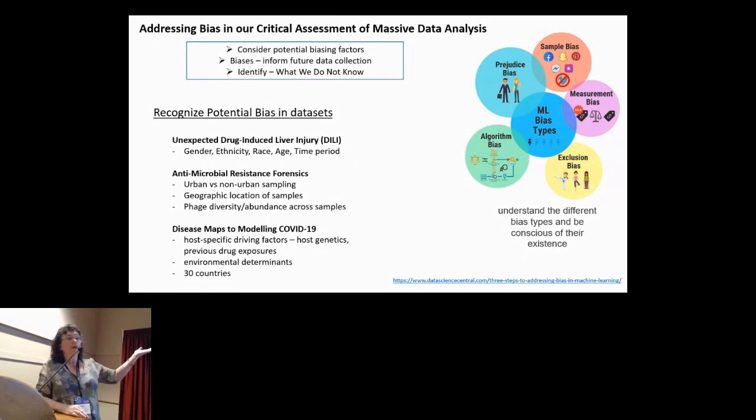Maybe there's variation in the geographic location of the AMR samples that you're doing. Maybe there are areas that were covered in the world and areas that weren't. So not just looking at what's in the data set, but what's not in the data set. What's the context? That's what I wanted to really touch on here.